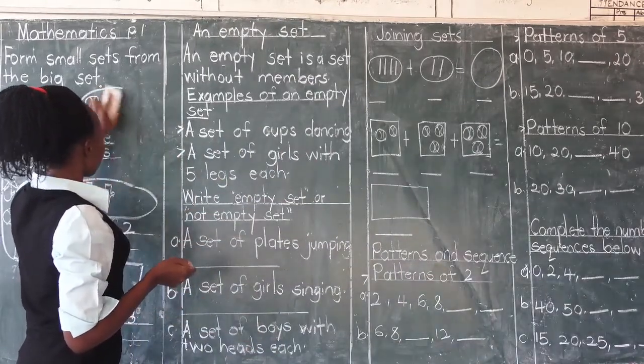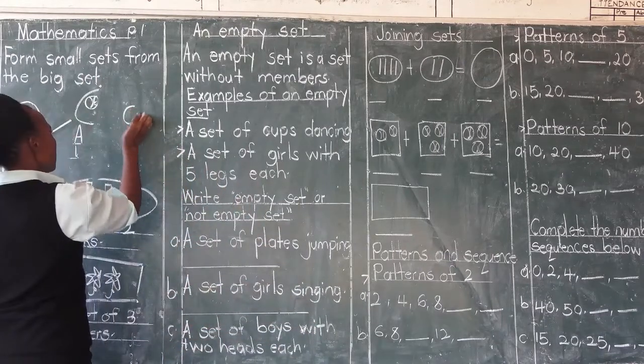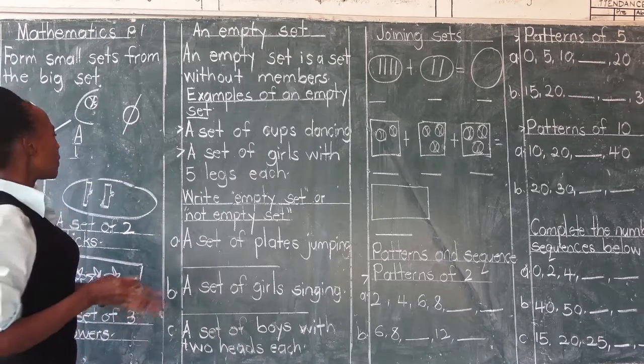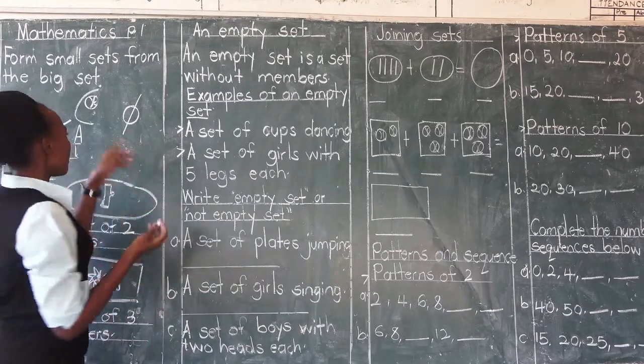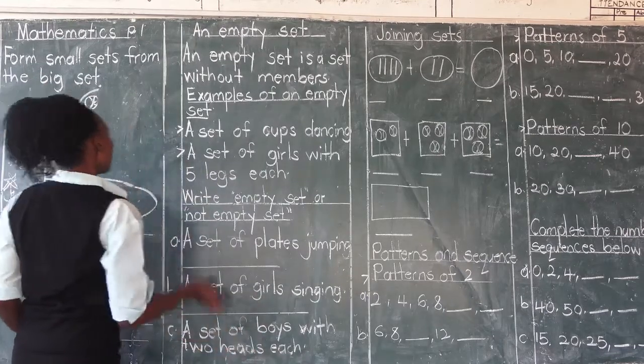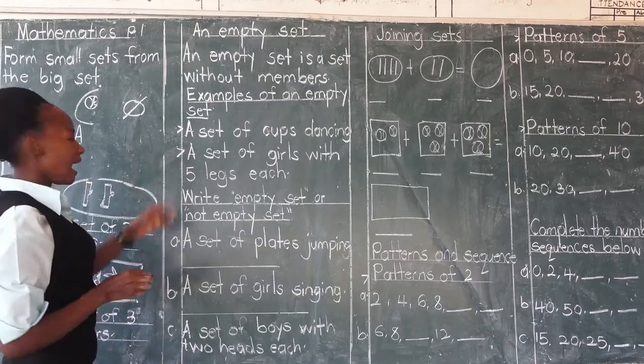Let's remind ourselves the symbol for the empty set. This is the symbol for an empty set. If they tell you to draw an empty set, that's what they will draw for you. Or they can tell you to name this symbol. Still you will say an empty set.